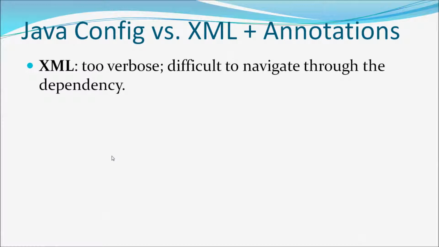With XML configuration, the XML makes our code verbose, and though it makes the business classes independent of Spring API, the nature of XML makes it hard to navigate through the dependency relationship among classes when the application code grows and becomes more complex.